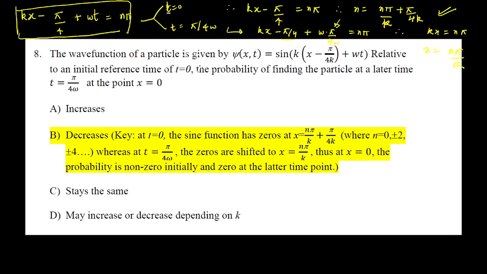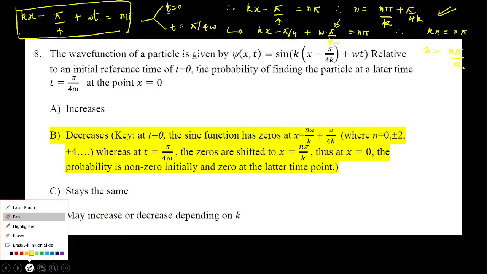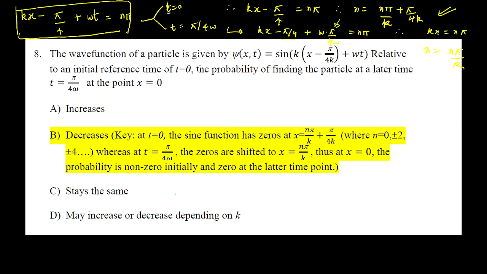What we have done here is, at two different times, we have figured out the value of x. Through the equation, when time is equal to 0, the x expression is n pi by k plus pi by 4k, and when time is equal to pi by 4 omega, x would be n pi by k. So at these two values of x, the function would be 0. These are the zeros of x.